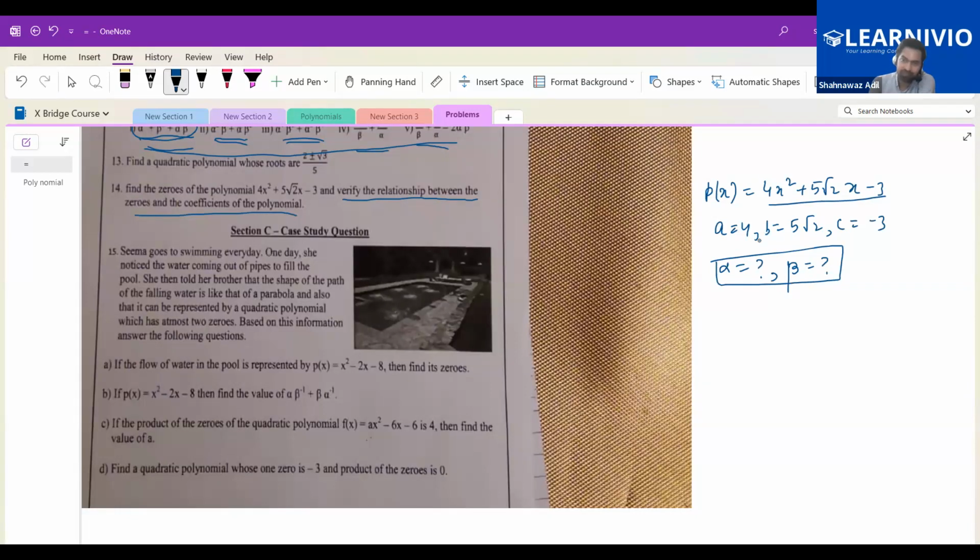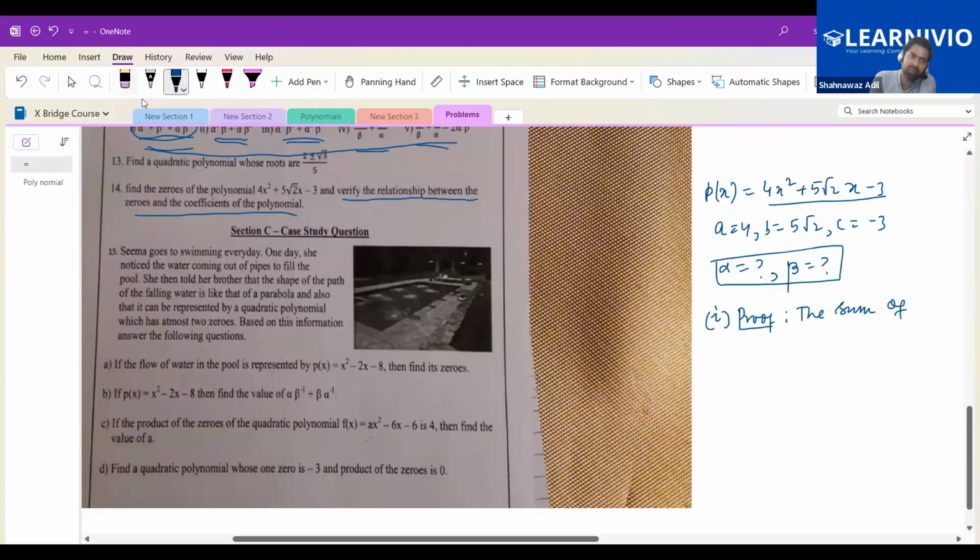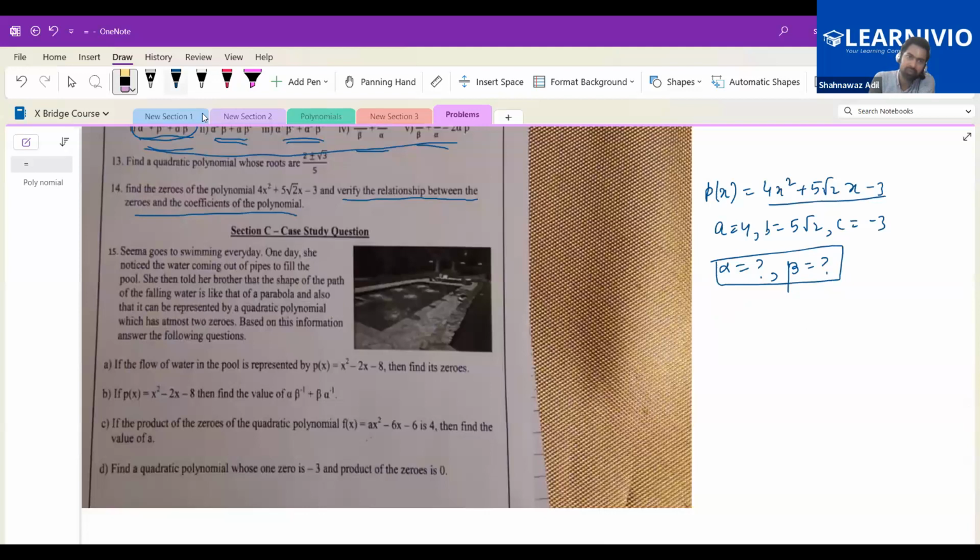So, first we will prove the sum of, but to do that, we have to first solve this. So first solve, and then we will prove this. To solve this thing, we will put p(x) equals 0, right? So this is 4x squared plus 5 root 2x minus 3 equals 0.